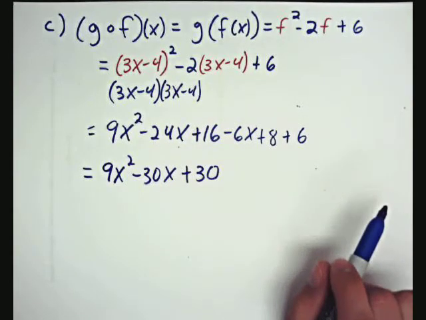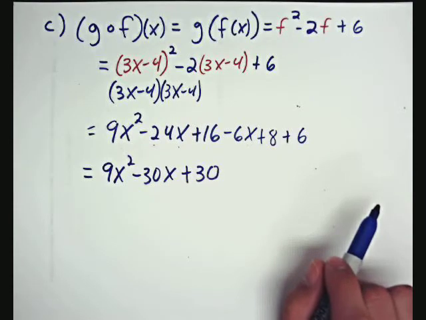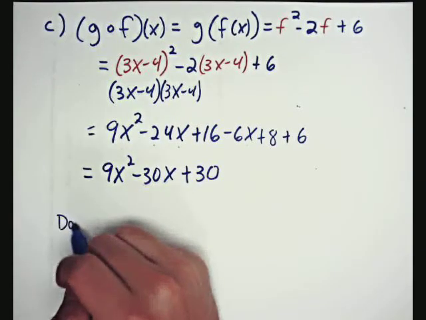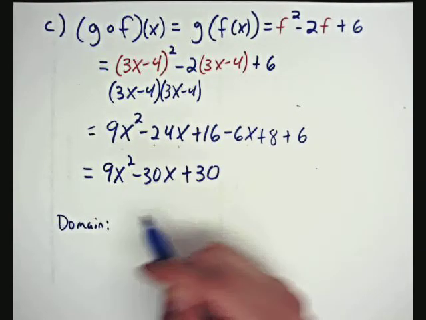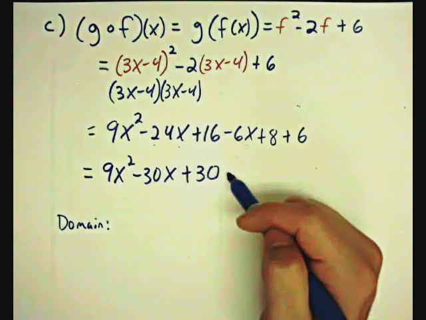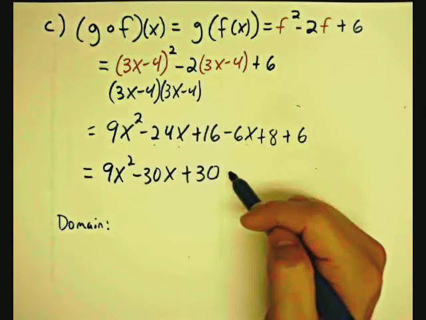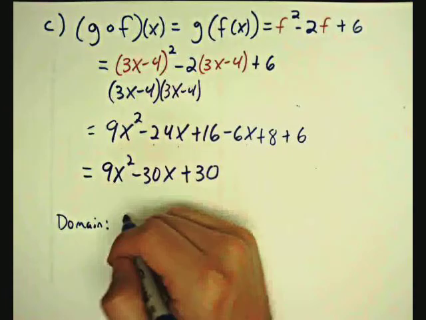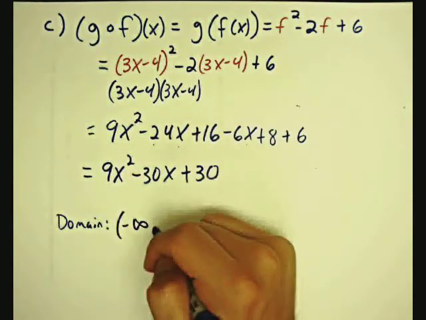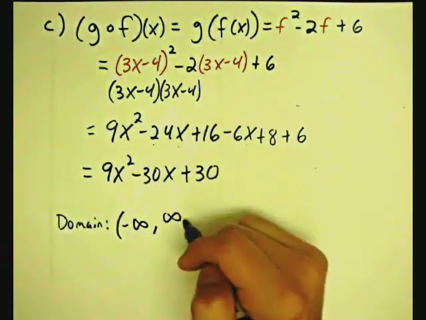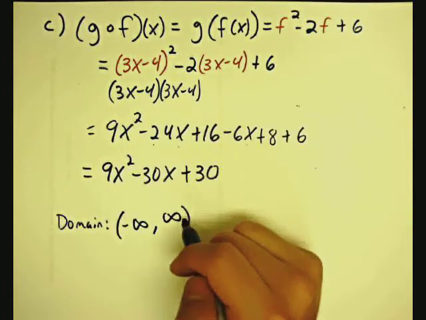Since function f has no square roots and no denominator, its domain is all real numbers. And our result from doing the composition has no square roots, no denominators, so its domain is all real numbers. So the domain, combining those two together, is negative infinity to infinity.